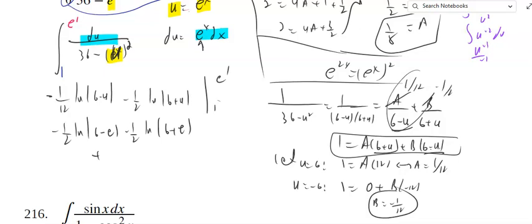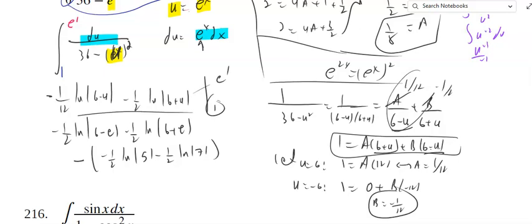minus, not plus, minus, put the 1 in for u, negative 1/2 natural log of 5 minus 1/2 natural log of 7. There's my answer.